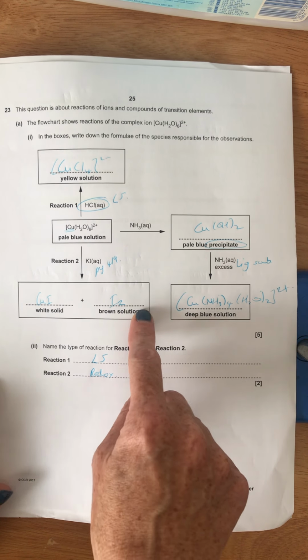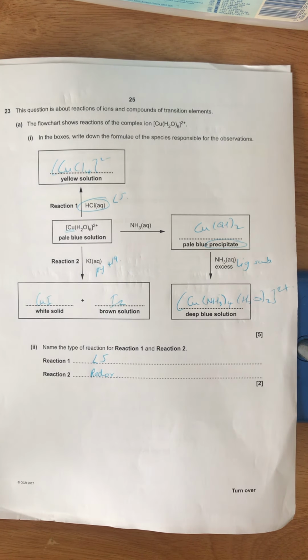This one here is one of the redox reactions. There's 6 redox reactions that you need to know. They're all in your ILB and also in the textbook. And they should be in the revision guide as well.